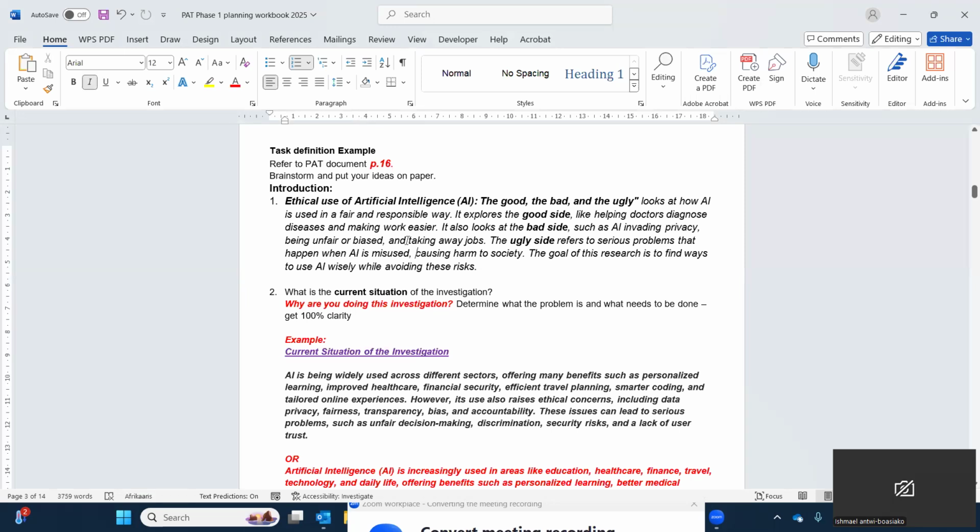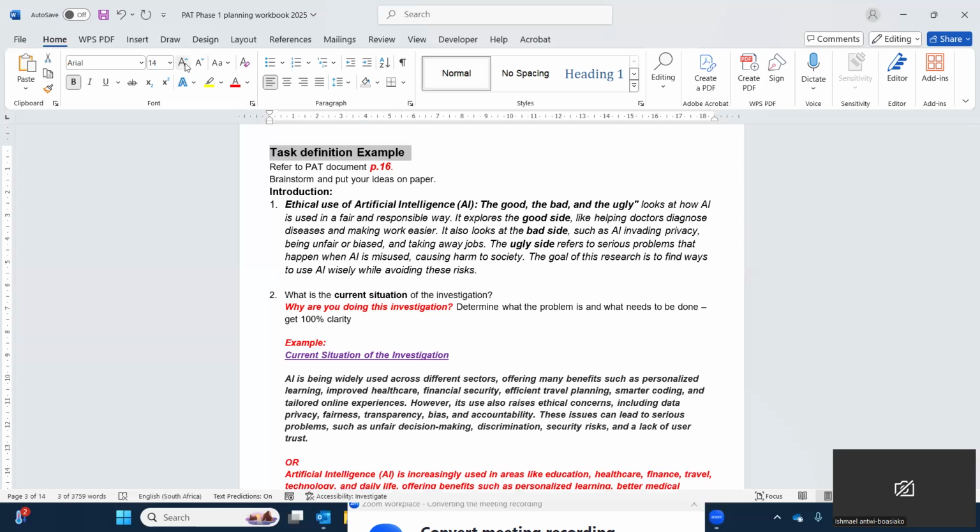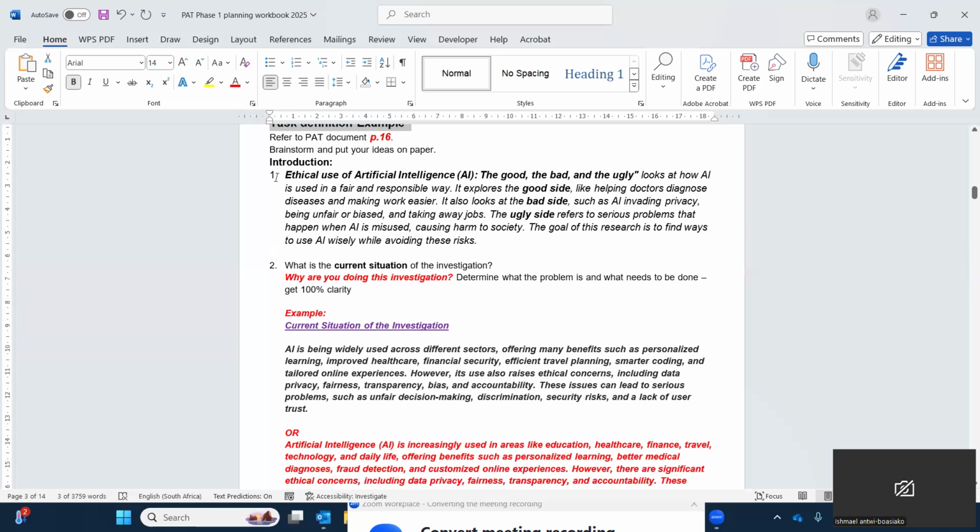All right, now let's take a look at the PET example, phase 1. I'll start with the task definition example. Before you start, refer to the PET document on page 16, and then brainstorm and put your ideas on paper. The first part of the task definition, even though it doesn't give you any marks, will be the introduction. You can write a brief introduction, one paragraph, before you start the task definition.